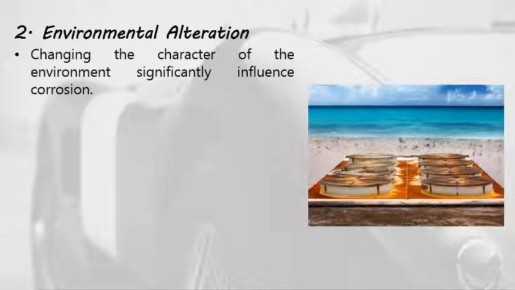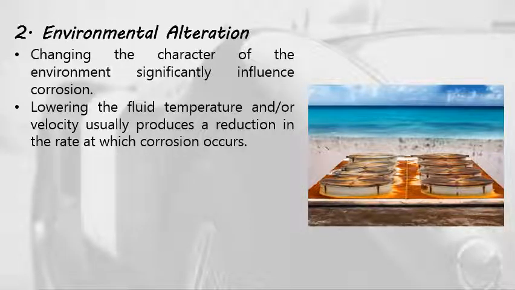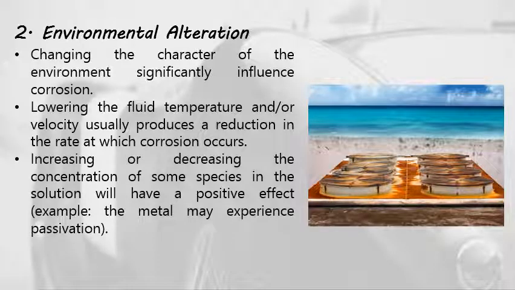Changing the character of the environment, if possible, may also significantly influence the corrosion, like lowering the fluid temperatures or velocity, which usually produces a reduction in the rate at which corrosion occurs. Many times, increasing or decreasing the concentration of some species in the solution will have a positive effect. For example, the metal may experience passivation.